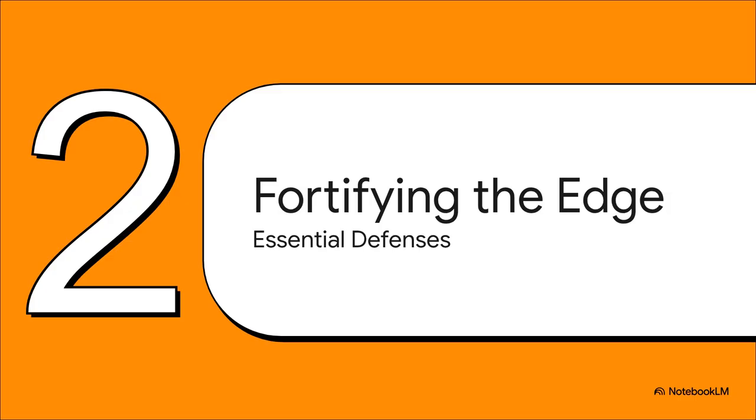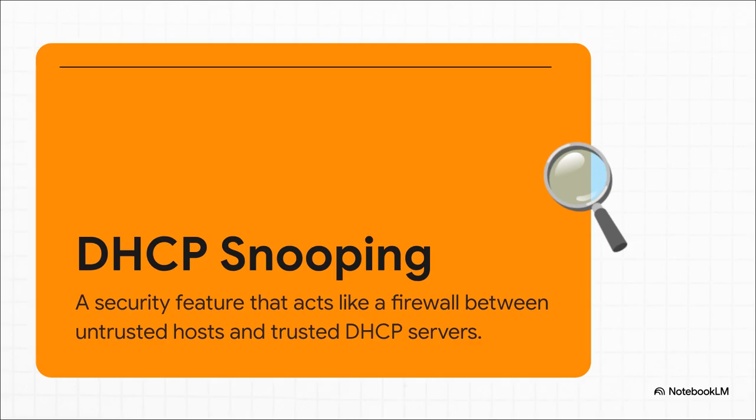We gotta fortify the network edge and protect it from some really common but really dangerous threats. So first up is something called DHCP snooping. And you can pretty much think of it as your network's gatekeeper. Its entire job is to stand at the door and stop rogue DHCP servers from coming in and hijacking your traffic by handing out bogus IP addresses.